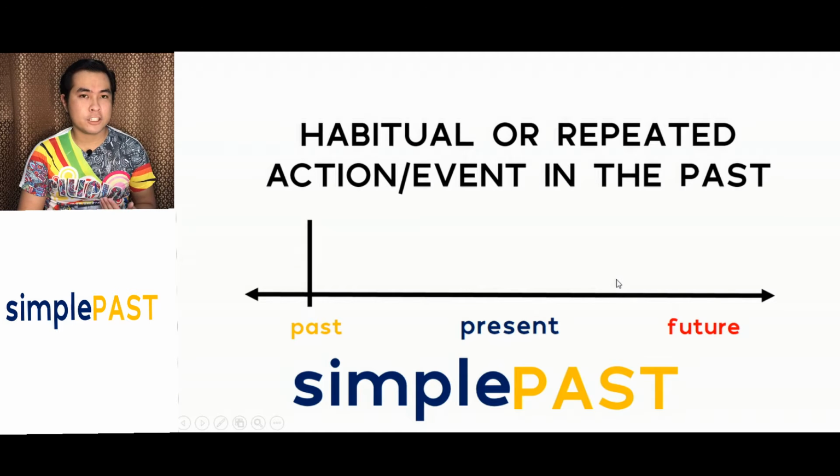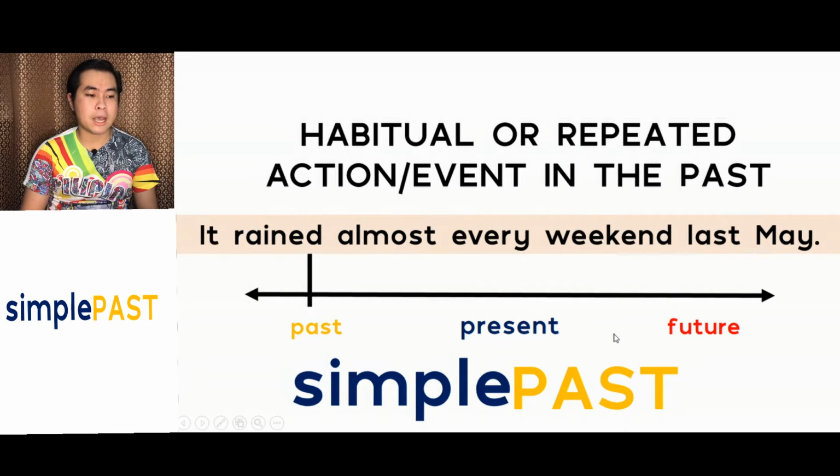But what is the difference between that habitual or repeated action of the simple present and the simple past? For the simple past, that habitual or repeated action actually happened at this point of the timeline, and it's no longer occurring at present. It will not also occur in the future. Okay, so to illustrate that, we have this example.